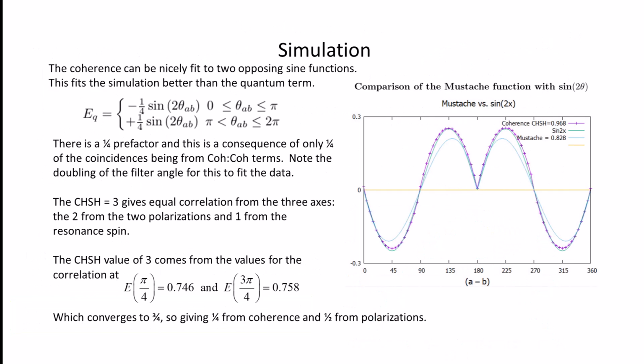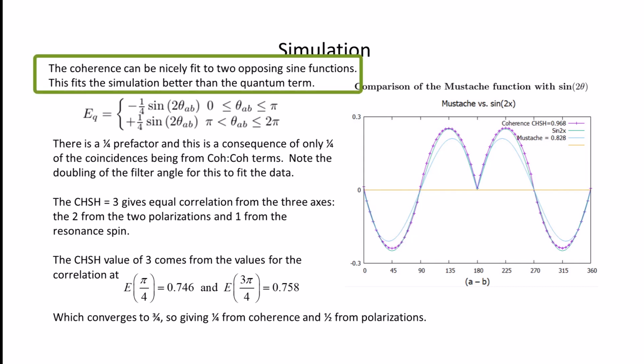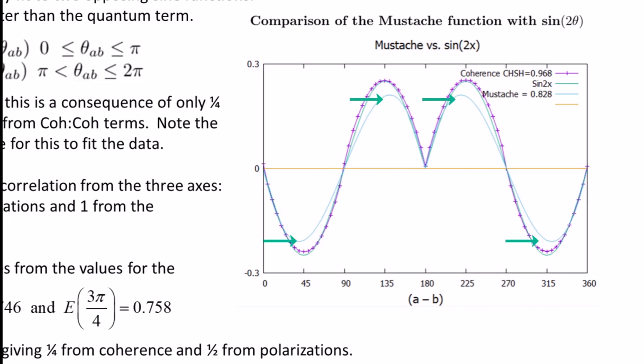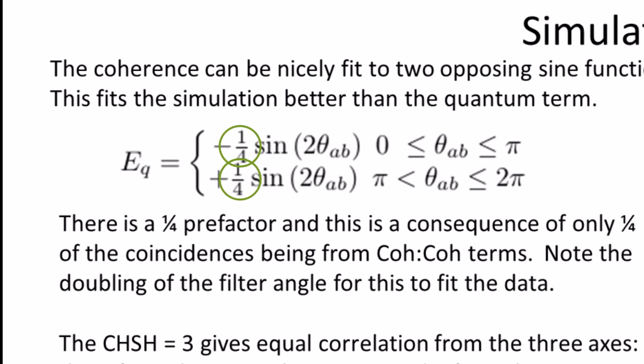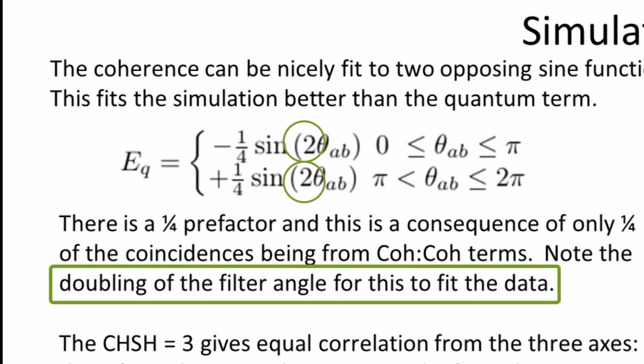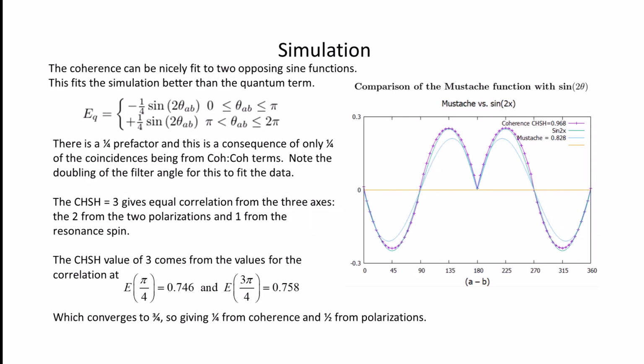Here we point out some of the features of the simulation that give a CHSH value of 3 rather than the 2√2 from quantum mechanics. First, the coherence can be nicely fit into two opposing sine functions. This fits the simulation better than the quantum term. There is a 1/4 prefactor in this function, and this is a consequence of only 1/4 of the coincidences being from coherence terms. Note the doubling of the filter angle for this is required to fit the data, confirming the doubling of the Larmor frequency for the resonance spin.